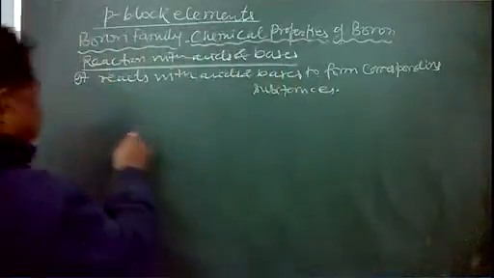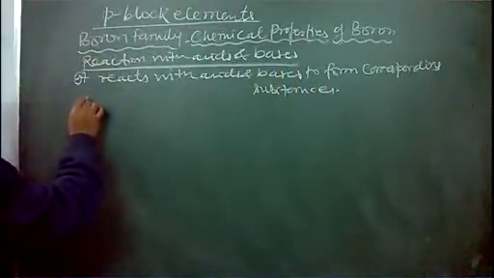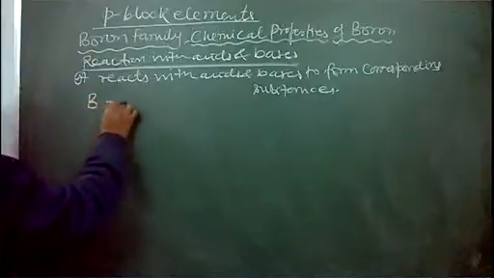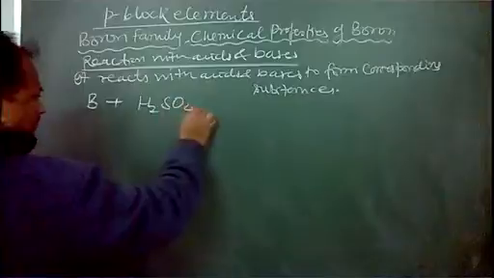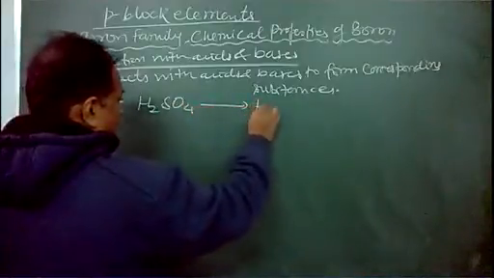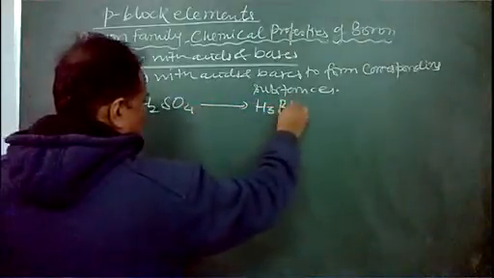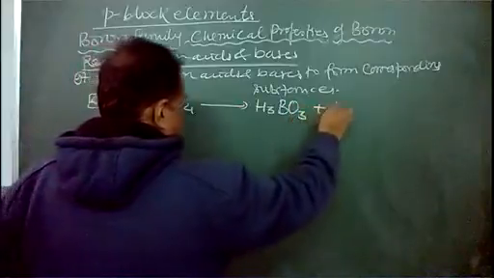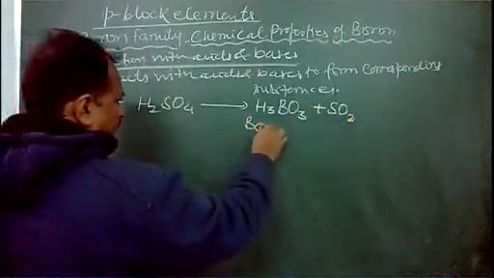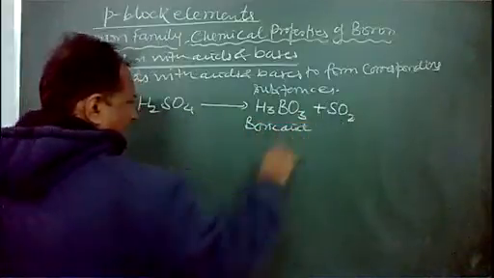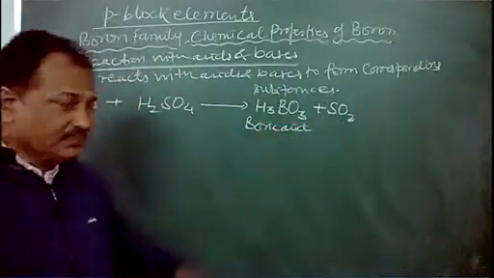So first, children, we will take the case of boron. Boron reacts with sulfuric acid. So there is formation of H3BO3 plus SO2. This is boric acid. Boric acid, H3BO3.